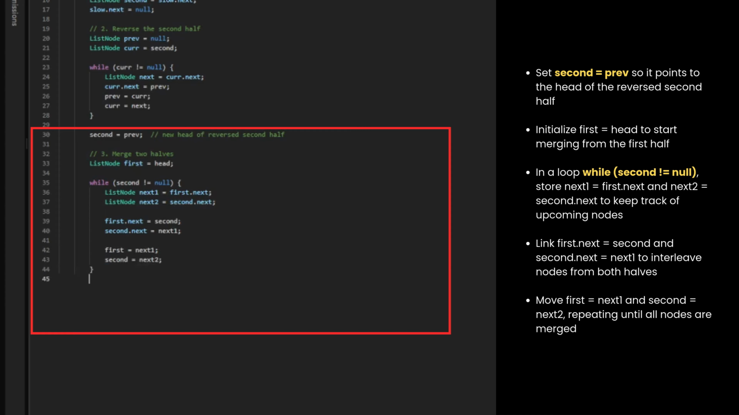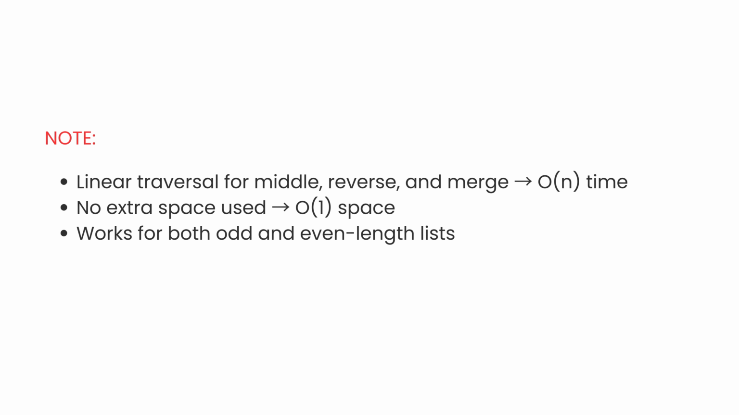So, to summarize, this algorithm first finds the middle of the list. Then it reverses the second half, and finally merges the 2 halves alternately. It is efficient, in place, and elegant. We traverse the list linearly for finding the middle, reversing, and merging, giving O(n) time complexity. No extra space is used, giving O(1) space complexity. This approach works for both odd and even length lists.